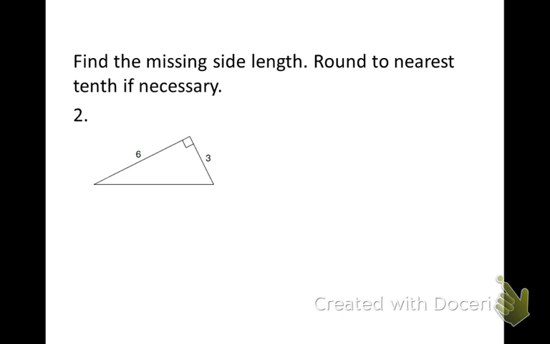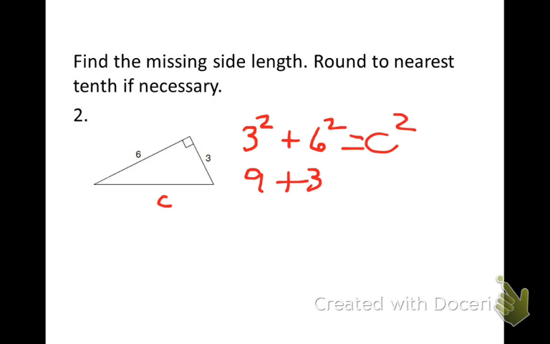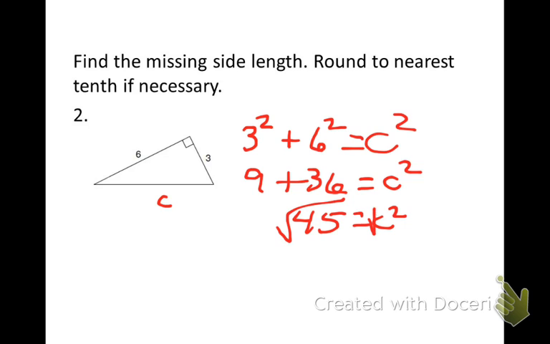So now we're going to have to find the missing sides, and again, the first thing you need to do is determine your C. Well, this would be the C right here. So A and B are interchangeable, so 3 squared plus 6 squared equals C squared. So that's 9 plus 36 equals C squared. That's 45 equals C squared. Here's where you have to stop and think. We don't want C squared, we want C. So we would need to take the square root of each side.